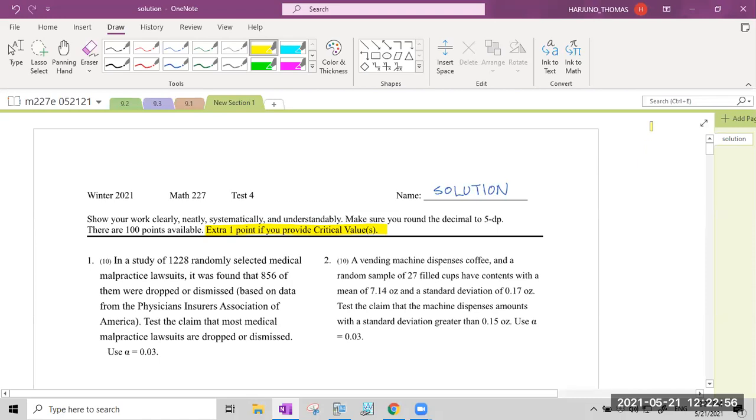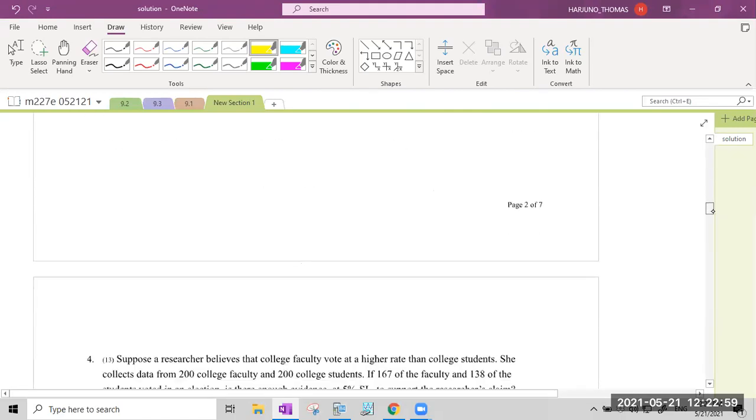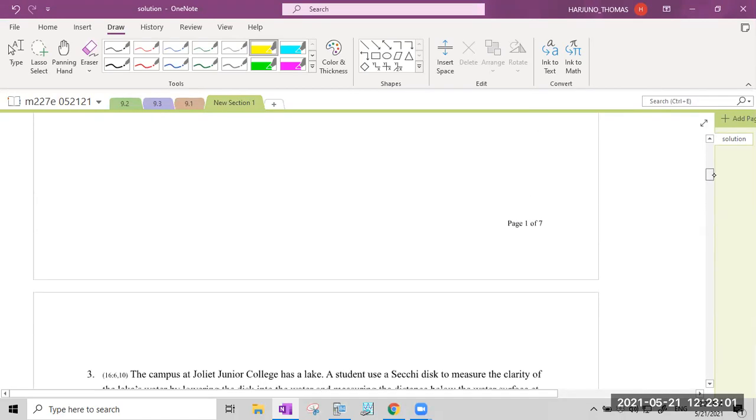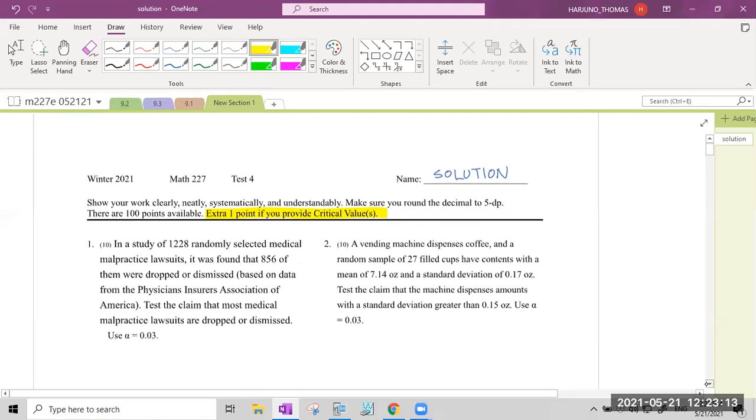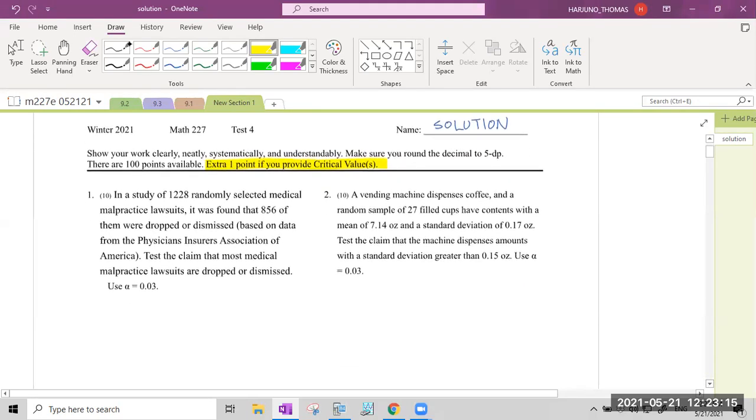Okay. Now the test has how many pages? 7 pages. Okay, with the 1 hour I have left, there's a chance I can only do 2 or at most 3 pages. But I will show you at the same time how to use calculator to speed up our computation.